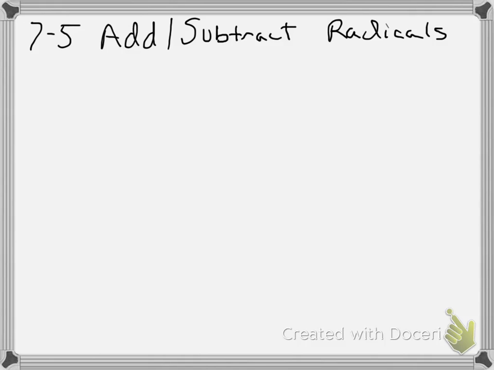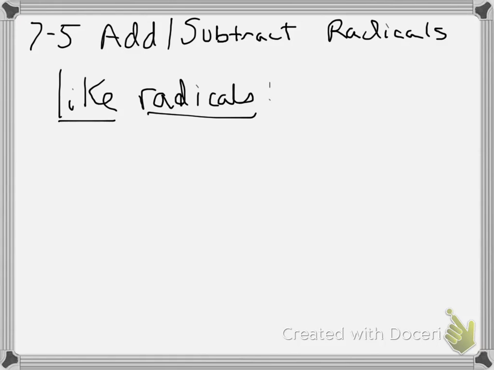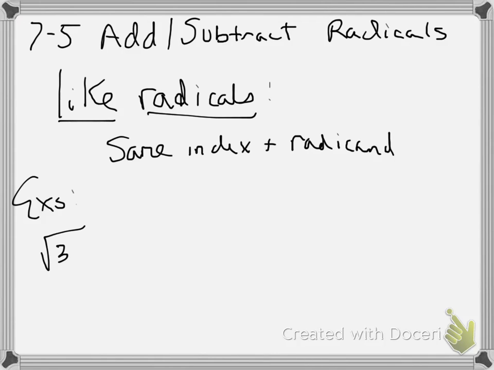The key is a three-word phrase we talk about all the time: combining like terms. Well, it's a slightly different catchphrase for radicals, but it's almost exactly the same. We're going to combine like radicals. What that means is two or more radicals that have the same index. And remember, that's the little number that's inside the radical symbol, almost like the check mark part of the radical sign. And the same radicand, so it has the same thing inside the radical.